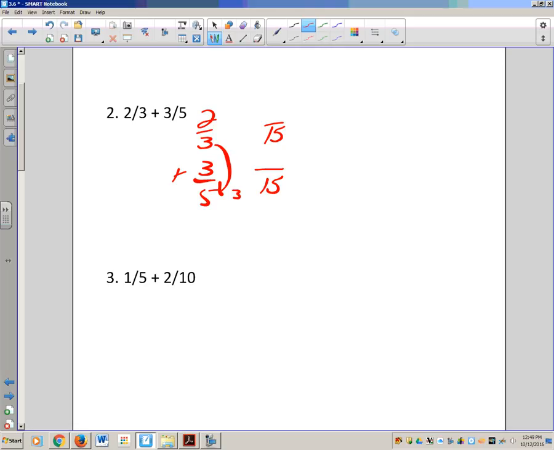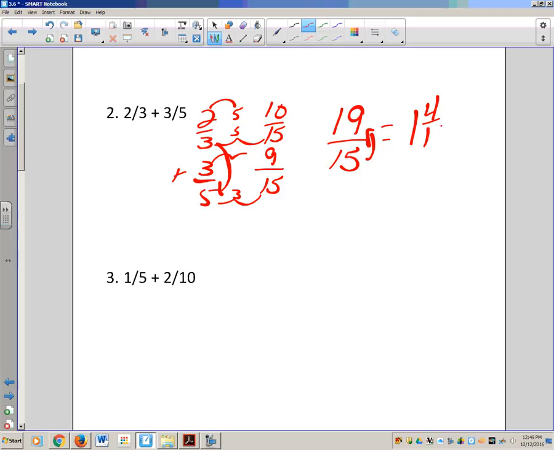5 times 3 is 15. 3 times 3 is 9. 3 times 5 is 15. 2 times 5 is 10. Common denominator is 15. 10 plus 9 is 19. 19/15. We're going to simplify that. 15 goes into 19 one time. I have 4 left over because 19 minus 15 is 4. Denominator stays the same.